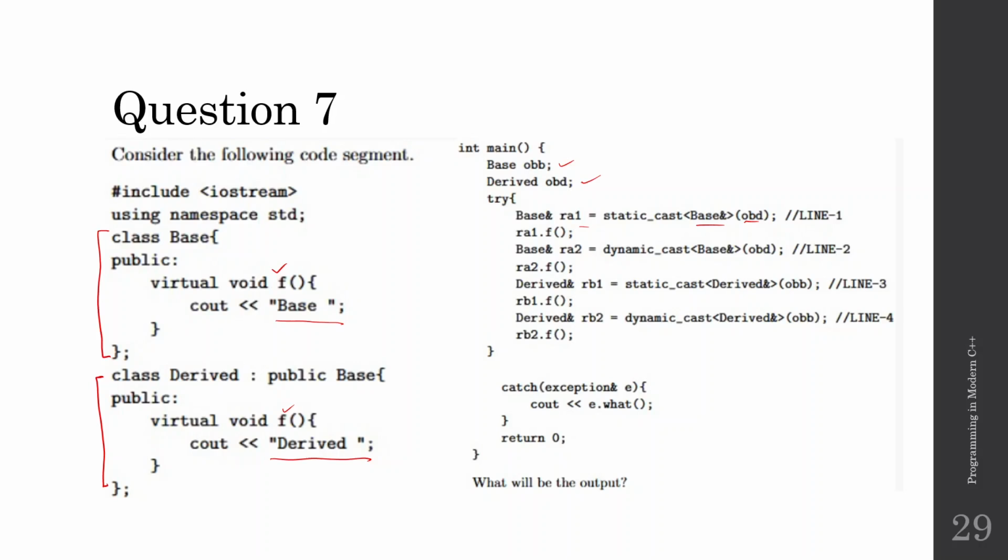Okay, so we are trying to cast obd to a base reference. Now obd is of derived type, and it inherits from base. So after casting, the object will be of base type, right? So now when we call array1.f, it calls the virtual function of the base class.